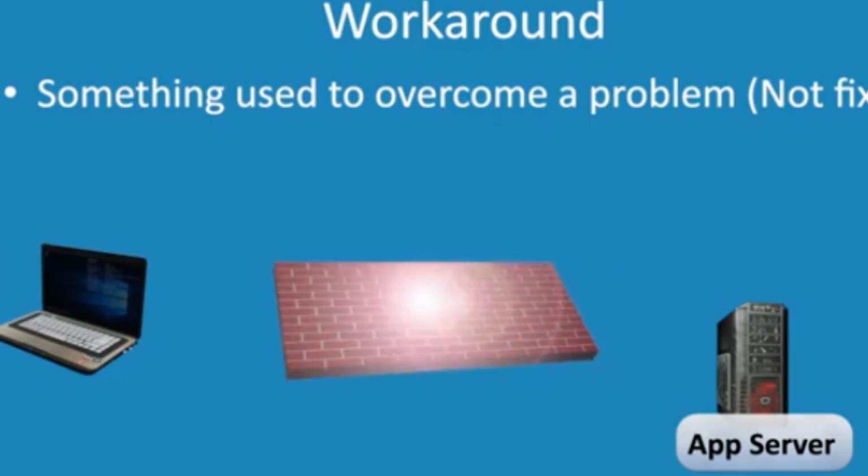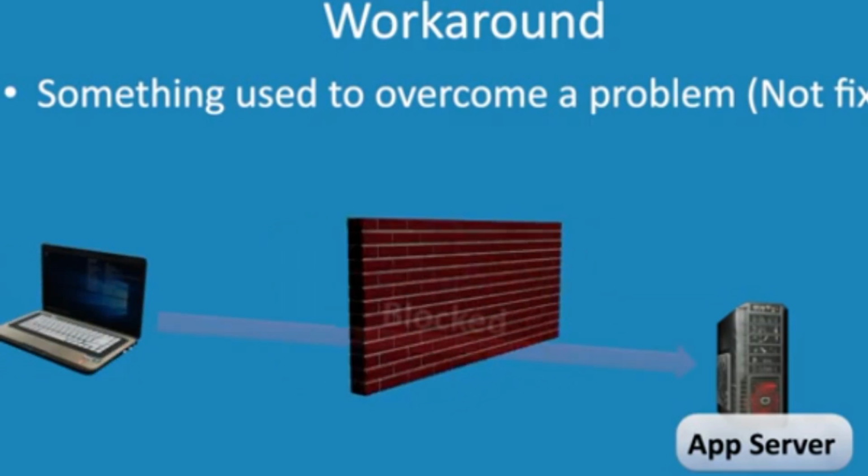Let's look at an example. Consider that there is an application server on the network. A user has been connecting to the application server without a problem. The problem occurs when the user moves to a different office. Now the user needs to connect to the application server through a firewall. The problem is the firewall is blocking the connection. There was not a problem before, as the user was on the same network.